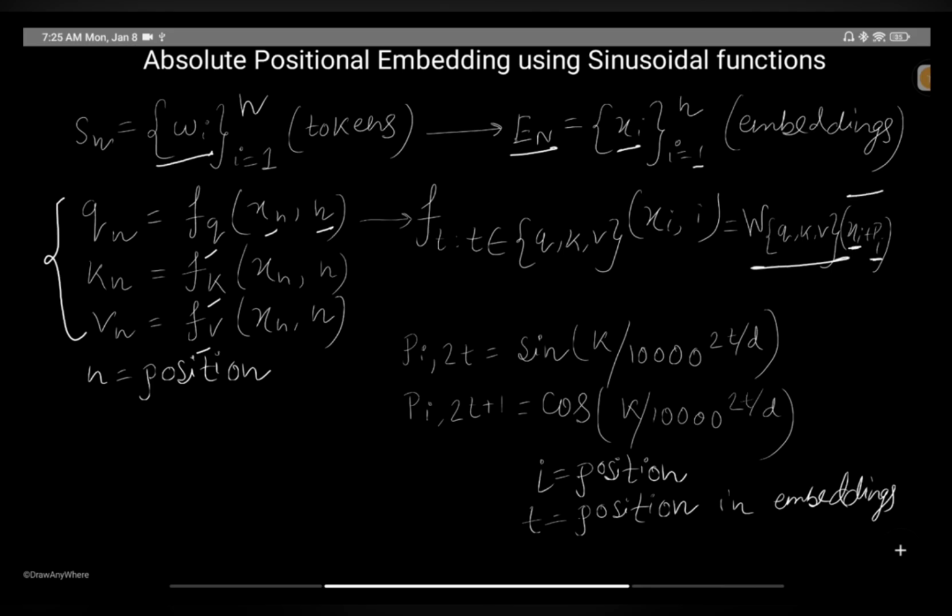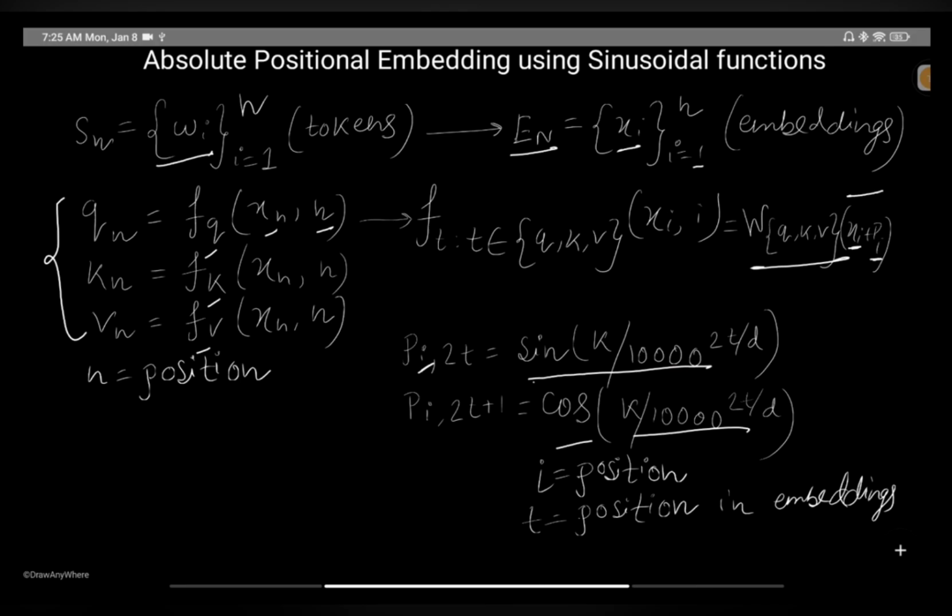So x_i is added to p_i, which is the positional encoding, and then we multiply with the corresponding weight matrices to get the output for every query, key and value, right? And this p_i, which we touched upon here, is a sinusoidal function which comes in this form, and also this. Here i is the position in the sentence or the input, and t is the position in the embedding.